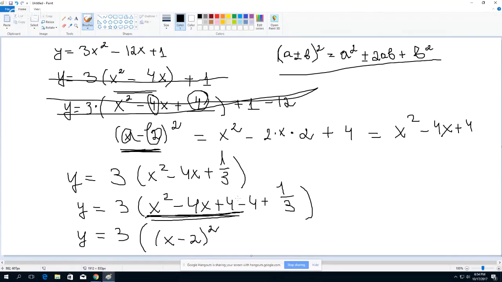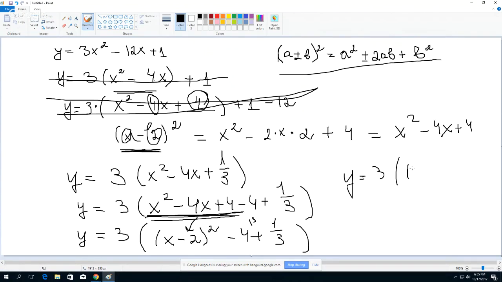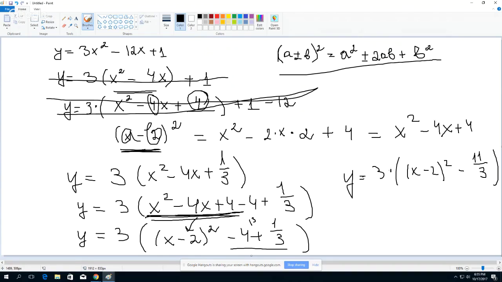Do you understand how to go to this form from these numbers? Yeah. Okay, awesome. And then we are left with minus 4 plus 1/3. Let's add these numbers. So here would be y equals 3 times x minus 2 squared, and then here we have minus 12 plus 1, minus 11/3 over 3. Correct? Okay.